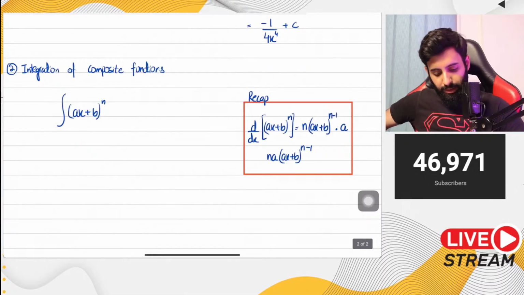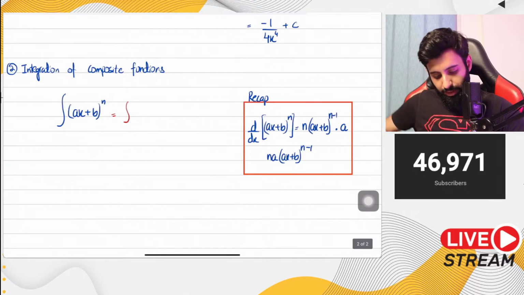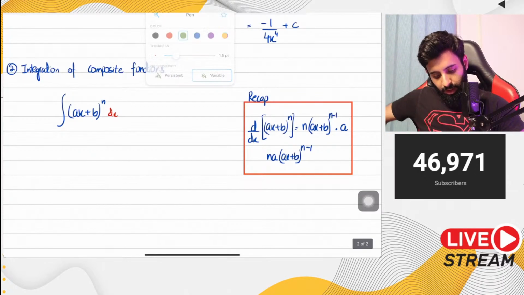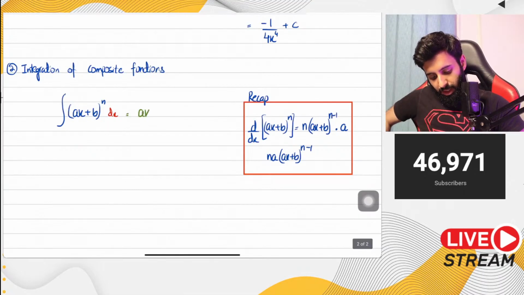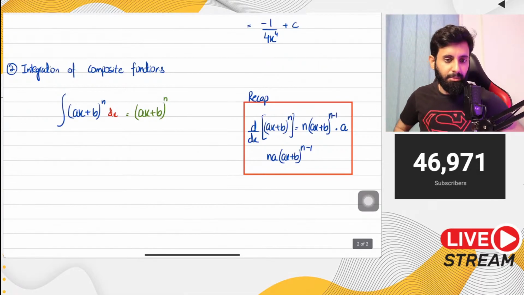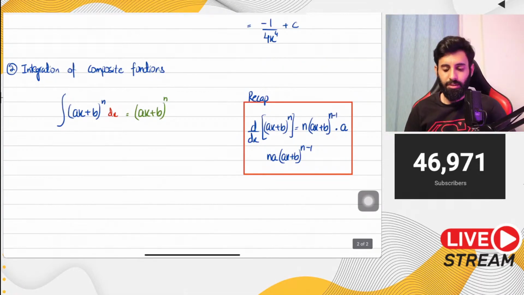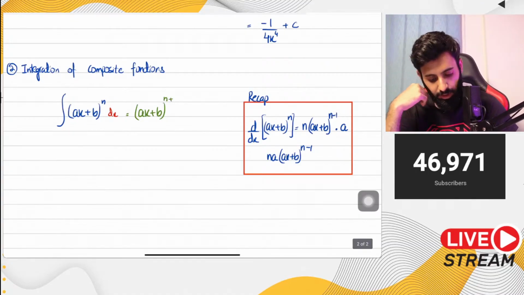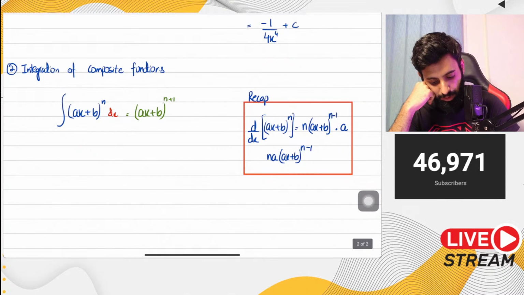Okay, now let's integrate this. So how exactly are we going to integrate this? This is going to be the integral of ax plus b to the power of n, so let's write dx over here. Now in differentiation, we reduce the power by 1. Integration, as I mentioned earlier, is the reverse process of differentiation. So in this, we're going to add 1 to the power. You can see that I'm adding 1 to the power. You're going to divide by the new power, which means you're going to divide it by n plus 1.